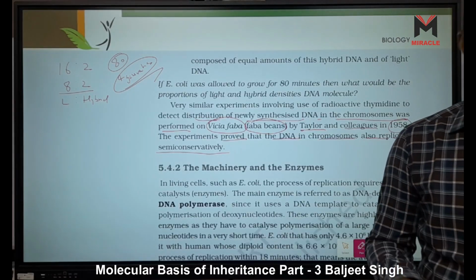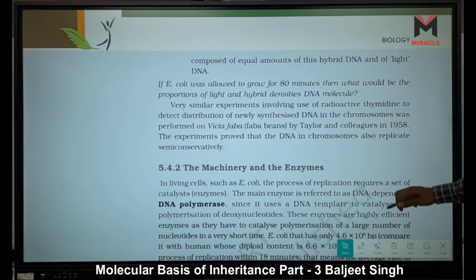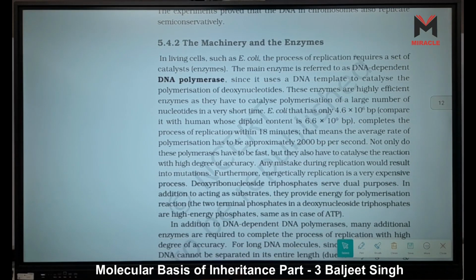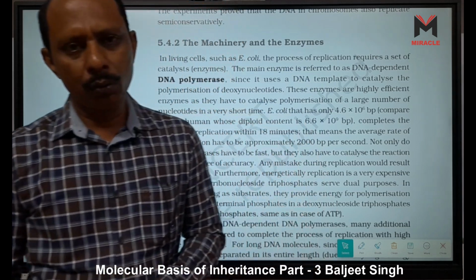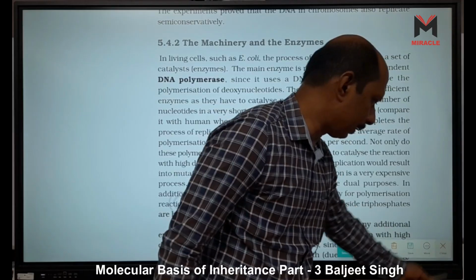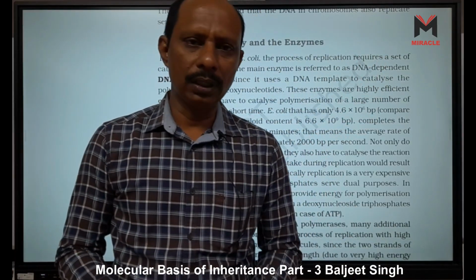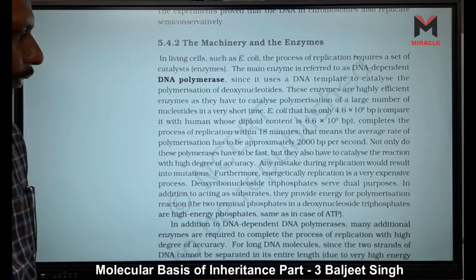Now it is clear that DNA replicates semi-conservatively. One strand is parental and a new strand is formed. Okay. Now in the next class we will read the machinery and the enzymes for DNA replication. So today we discussed only by NCERT. Read this NCERT very carefully because all the questions in the NEET exam will come from the NCERT book. Okay. Thanks.